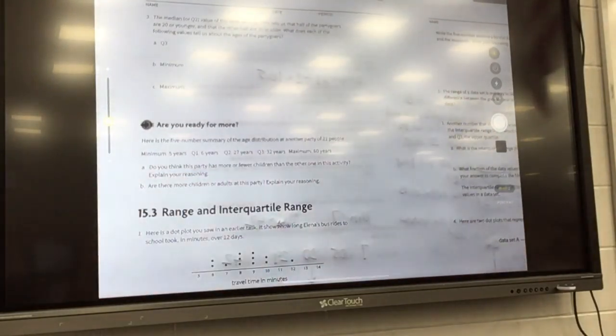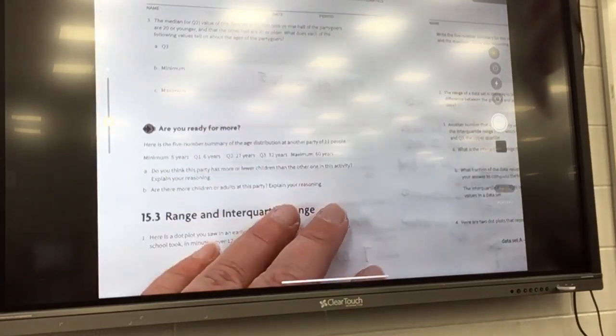All right, it says the median or Q2 value of the data set is 20. This tells us that half of the party goers are 20 or younger, and that the other half are 20 or older. What does each of the following values tell us about the ages of the party goers? So I want you guys to keep your page here. I'm going to flip back to the data so that we don't have to flip back and forth.